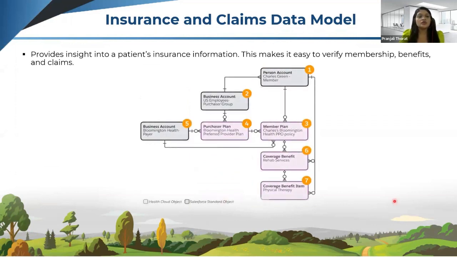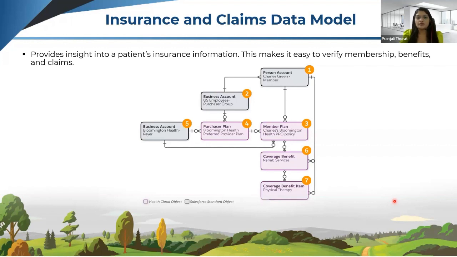Now the third data model is the insurance and claim data model. It captures everything around insurance, basically your plans, benefits, member plans and purchases. The provider has to make a claim, and a claim means something is billed and they have to get reimbursed. So they create a claim, and all these claims are created in this claim data model.